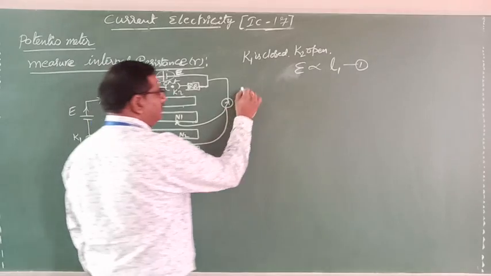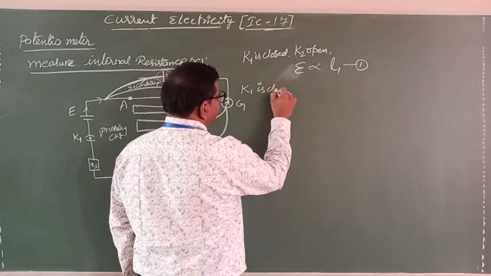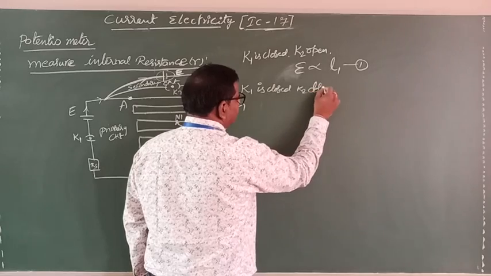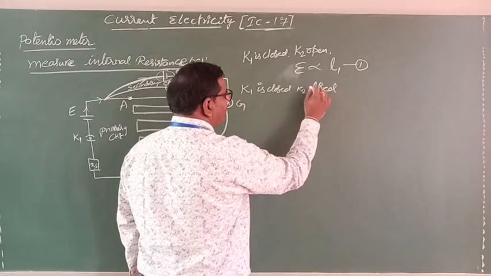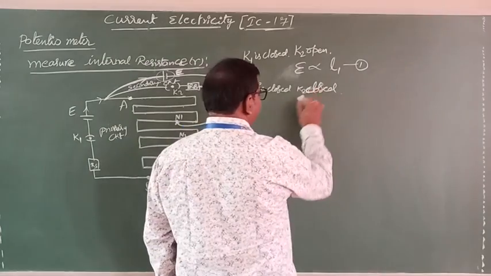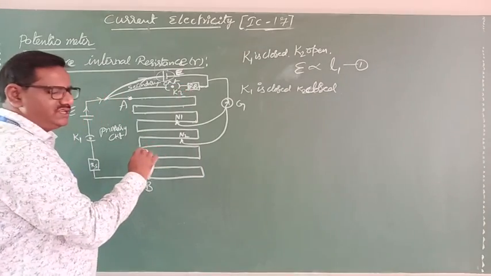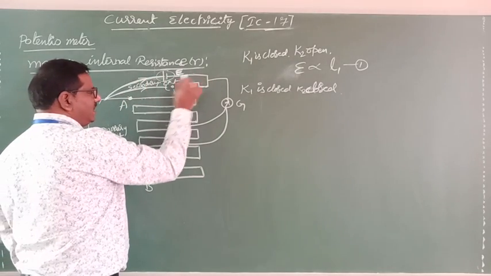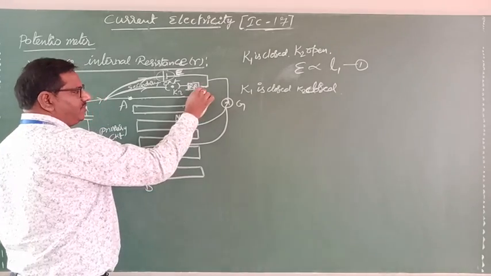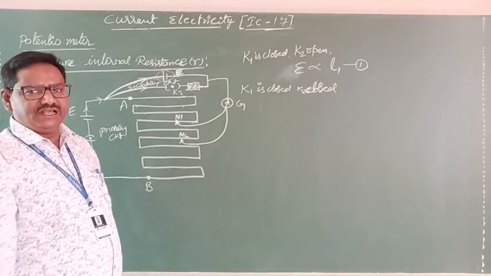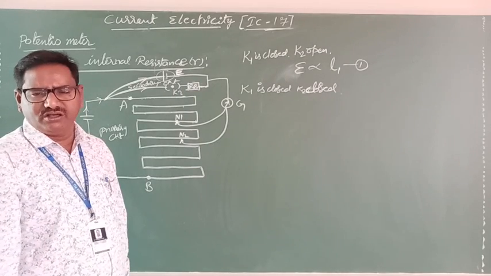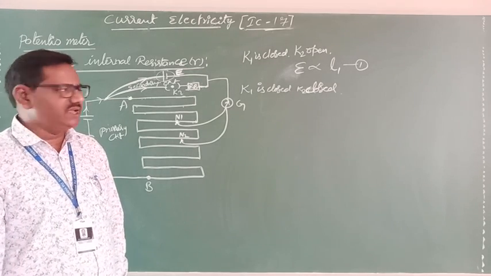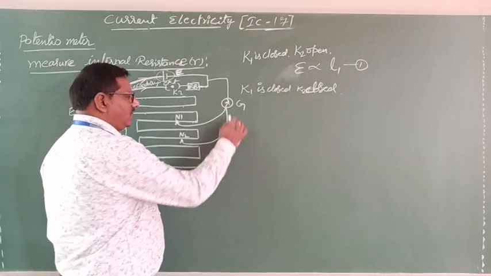Now K2 is closed. What did we do? K1 is closed and K2 is also closed. Then what can we write? Very simply, while the K2 key is closed, current will split here. Some current will flow across this cell and another split current will flow across this resistance. Then it behaves as a closed circuit. In a closed circuit, the potential drop between any two points gives the terminal potential. It is represented as V. Say yes or no?